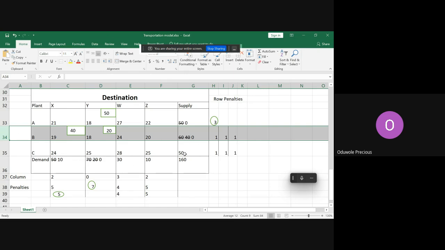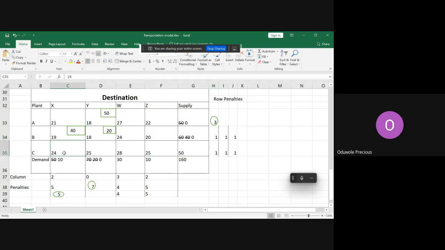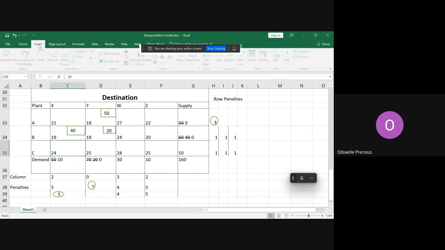I don't do penalty again. But some textbooks will still be doing penalty. I just feel it's not useful again. So I'll just allocate everything based on the least cost. This 50, the least is 10, so I will start from here. No need to stress ourselves.